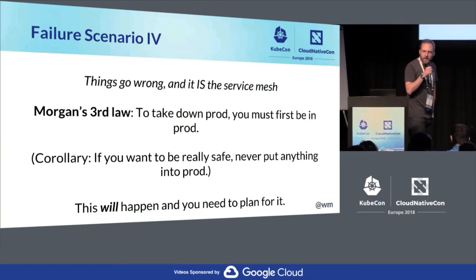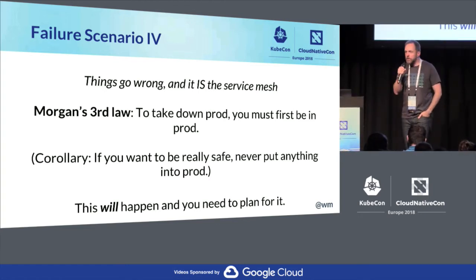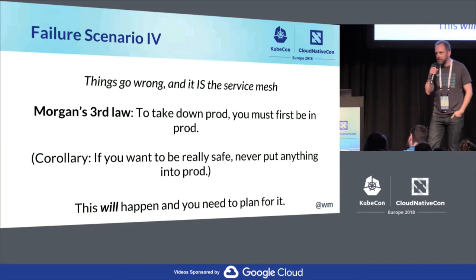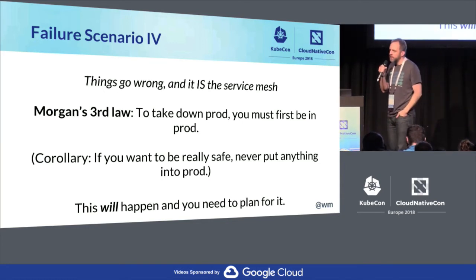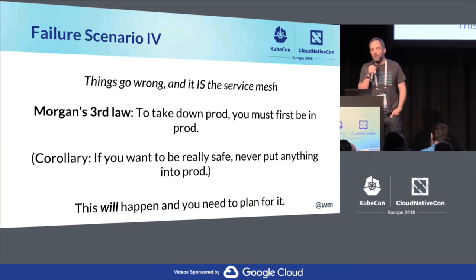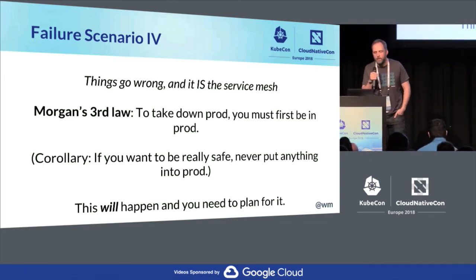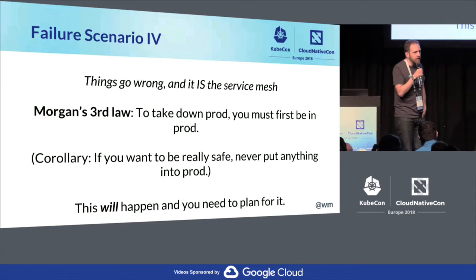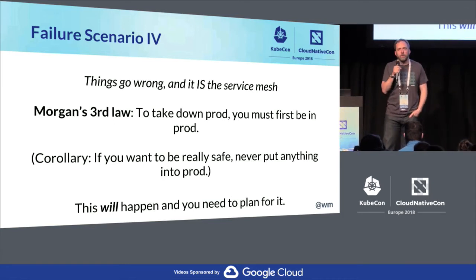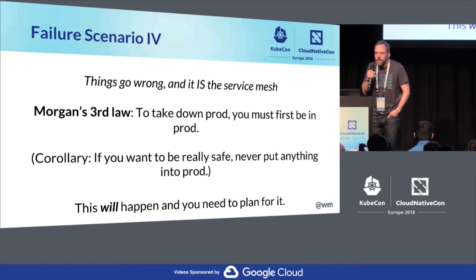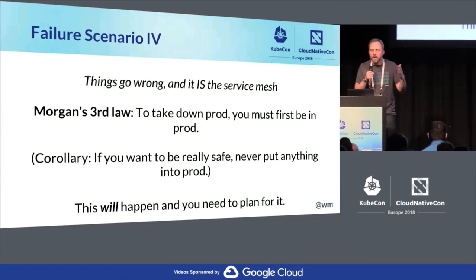All right, failure scenario 4. Things go wrong, and it is the service mesh. This does happen, all right? And this is Morgan's 3rd law. To take down prod, first you must be in prod, all right? So if you don't want this to happen, there's one way I guarantee you can avoid this permanently, which is never put anything into prod, all right? So this is going to happen, right?